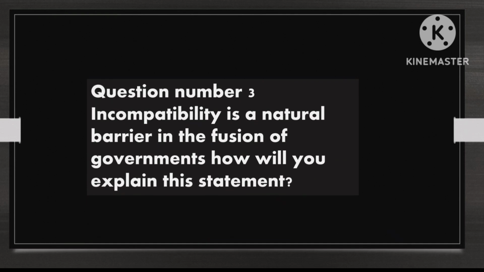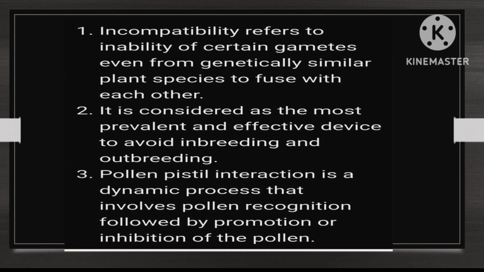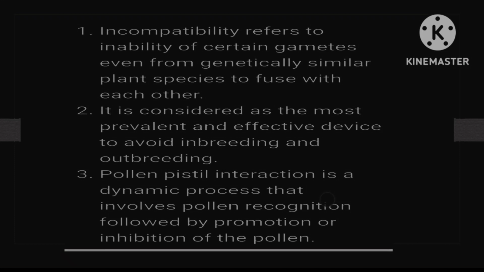Next question, question number 3. Incompatibility is a natural barrier in the fusion of gametes. How will you explain this statement? Incompatibility refers to inability of certain gametes even from genetically similar plant species to fuse with each other. Second, it is considered as the most prevalent and effective device to avoid inbreeding and outbreeding. Third, pollen-pistil interaction is a dynamic process that involves pollen recognition followed by promotion or inhibition of the pollen.